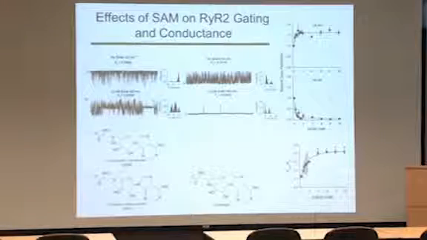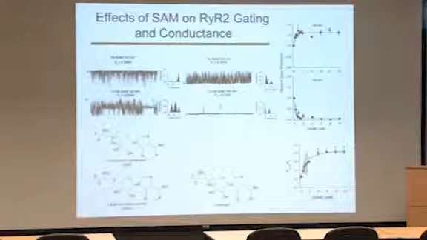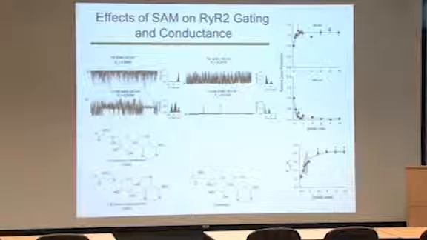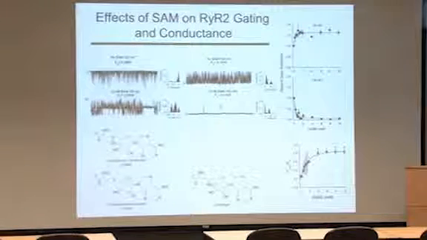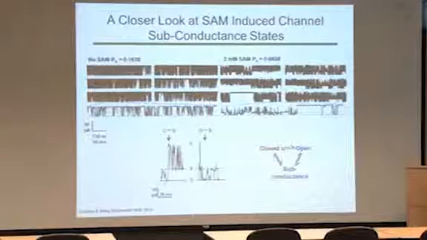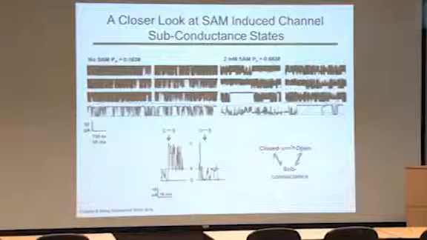If you look at the ratio of the subconductance state normalized to the open probability, we get concentration dependence of the subconductance state also. So our question then became, well, okay, how does this stuff work? One of the first things we did was just take a closer look at the substates.